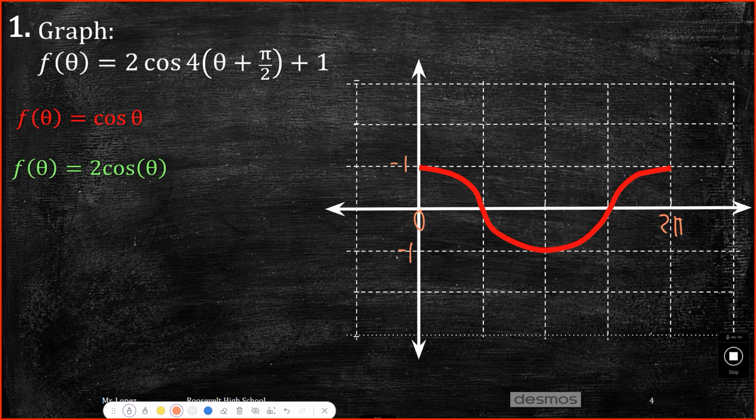Get another color pencil. I'm going to go get green. Green, yep. What's going to happen to that red bird now? Anybody? Because of the 2 right in front of it. What's going to happen to the cosine theta? Because I put a 2 right in front of it.